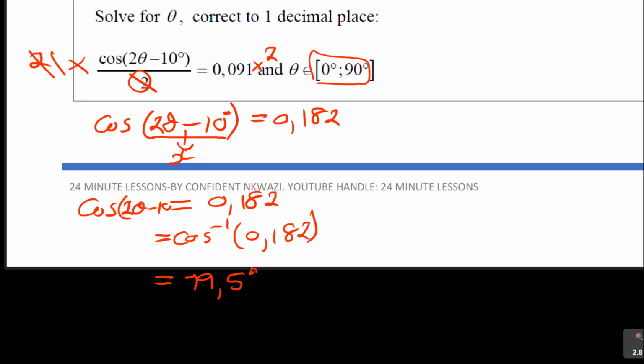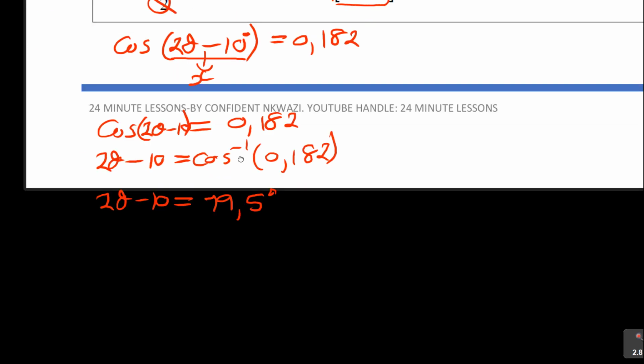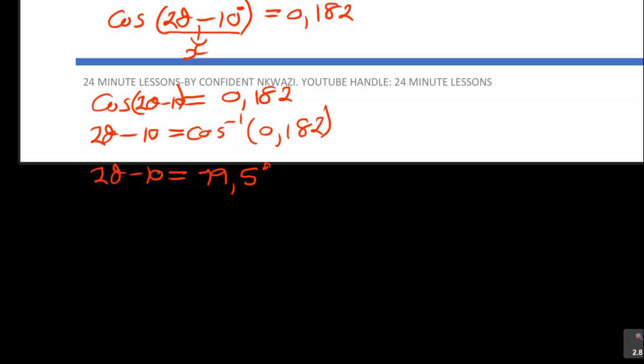2 theta minus 10. I continue with it. See? Then you continue now your normal working. Now minus 10 degrees, it can join. It was negative. It passed the equal sign to become positive. It will join there. So you've got 2 theta is equal to 79,5 plus 10.